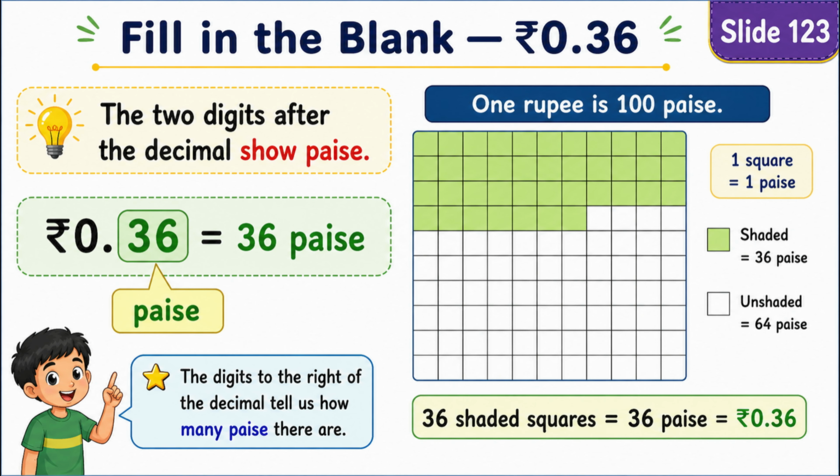Fill in the blank. 0.36 rupees. 0.36 rupees means 36 paise. The 2 digits after the decimal point in rupees show paise. So, 0.36 rupees equals 36 paise.